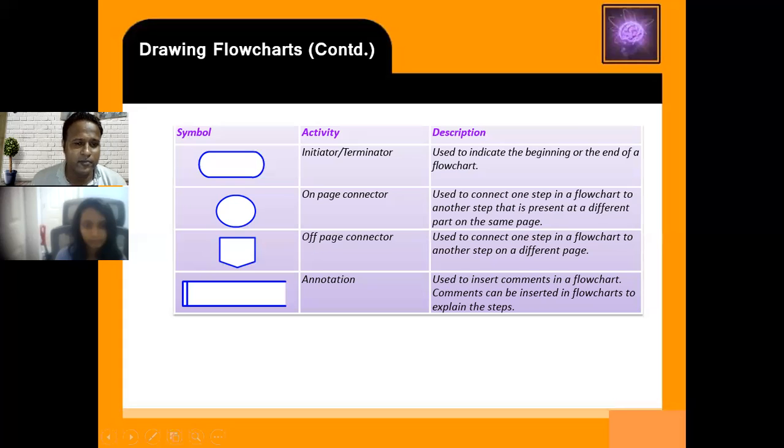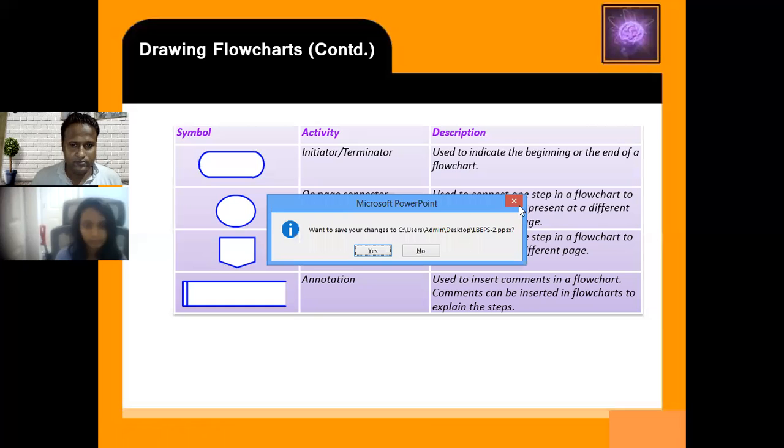Clear? Yes, clear. Next, but tell me how it looks, how it works. No, how does it look? Okay, I will show you. Just a minute.